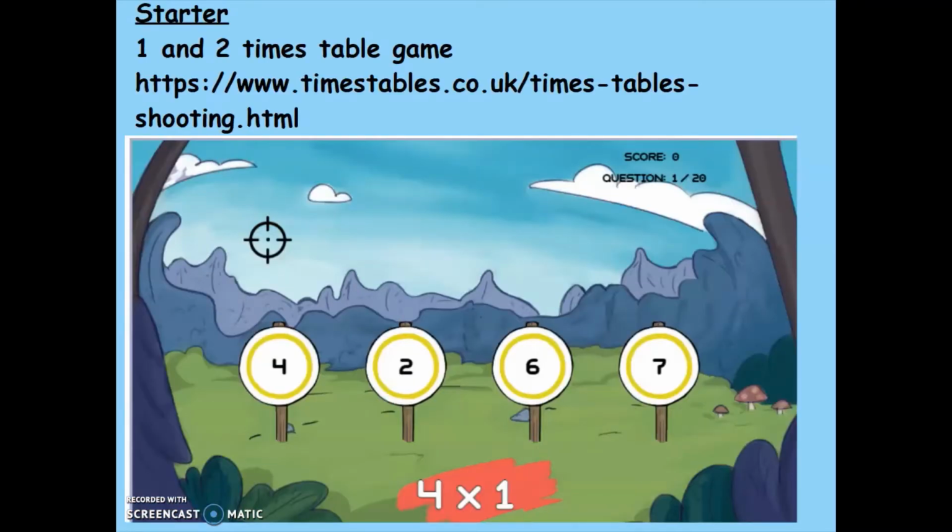To start with, to warm up our brains, I would like you to practice your 2 times tables, or there is a link on the blog to a game you can play where you have to try and shoot the correct answer. So, for example, 4 times 1. We know the rule: if we're timesing by 1, then the answer is going to be itself. So you would have to shoot the number 4. Pause the video now and either practice your 2 times tables or play the times table game.